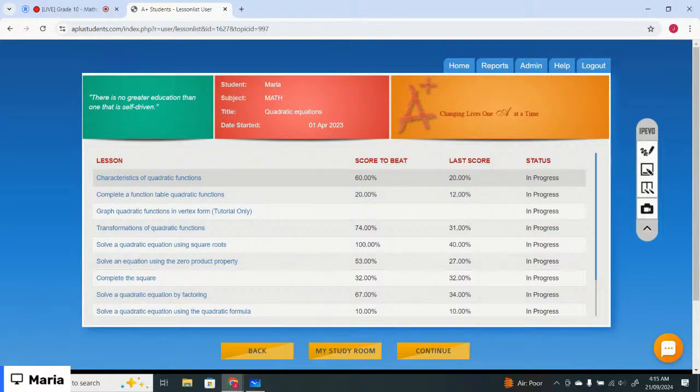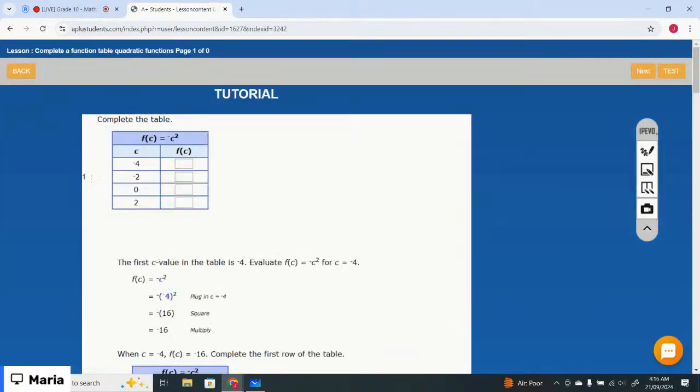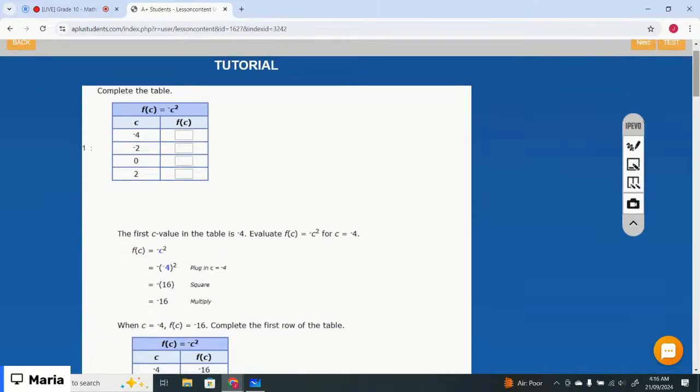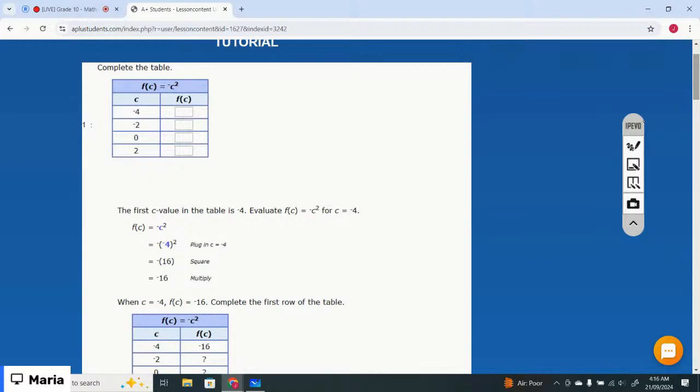The next lesson is complete a function table for quadratic functions. So let's start with the next lesson. Complete the table. f of c equals -c square. You are given the values of c. We need to find f of c, right? c equals -4, -2, 0, and 2.